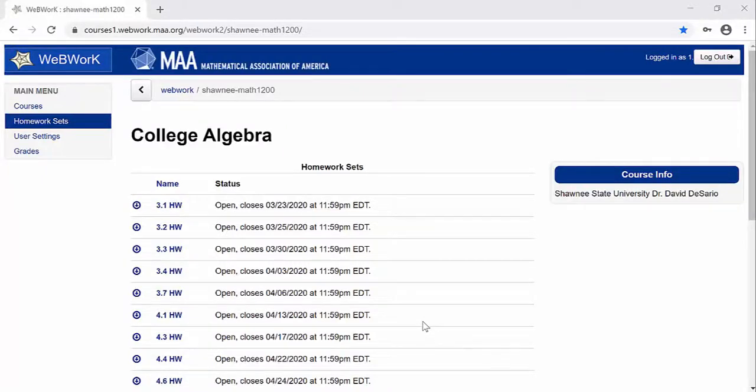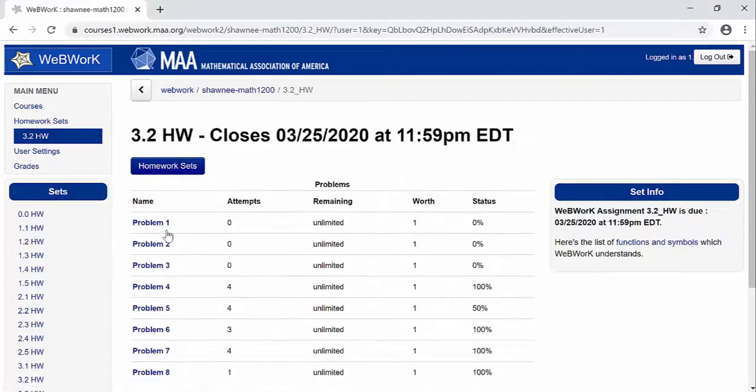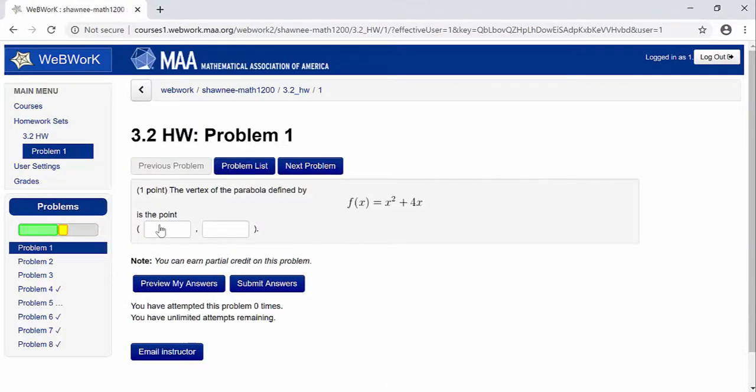In this video, I will demonstrate how to do the 3.2 homework problems on WebWork. In section 3.2, we're studying quadratic functions, and this first problem says to find the vertex of the parabola defined by the function f of x equals x squared plus 4x.